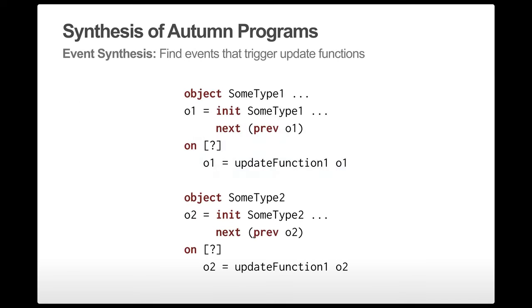And so at this point, we have basically a partial program. For every object type, we have a type definition, its physical form, its initial dynamics, and then we have an update function which describes how that object is transformed through time. But what's missing are the events which trigger those transformations. As you saw when I was interacting, I clicked and that caused something to occur. And so what we have to find out now are what are those events which are associated with those update functions being applied.